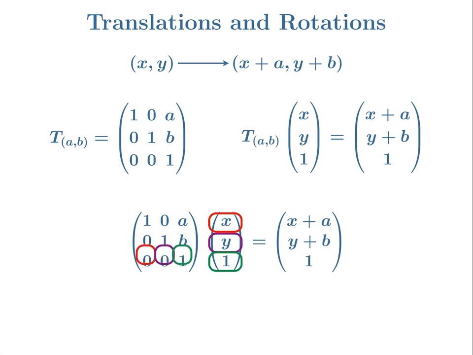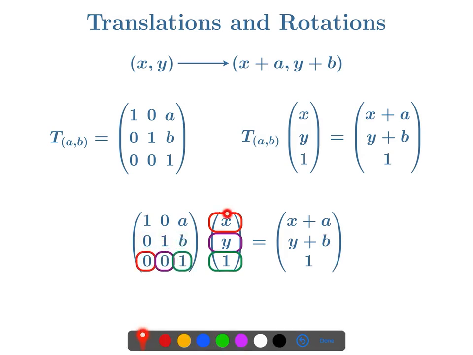And then finally, we take the third row and dot it with the column, and we get 0 times x, 0 times y, and 1 times 1. So adding those, we just get 1. So we can think of this matrix then as being the translation. We just take this matrix, multiply it by (x, y, 1), and we'll get the translation (x + a, y + b), and with an extra 1 here.